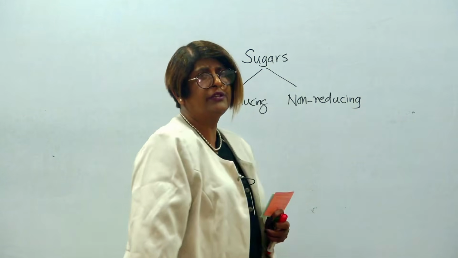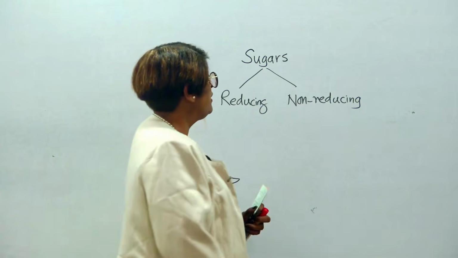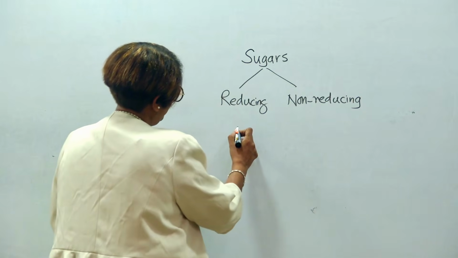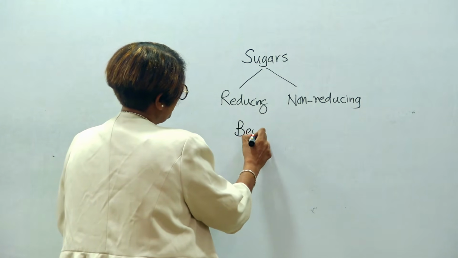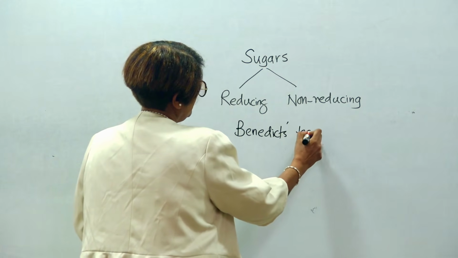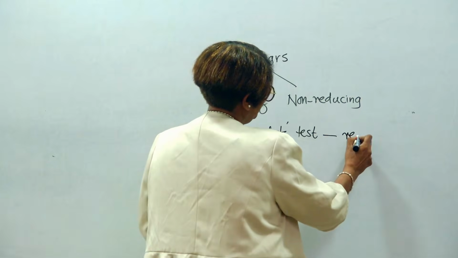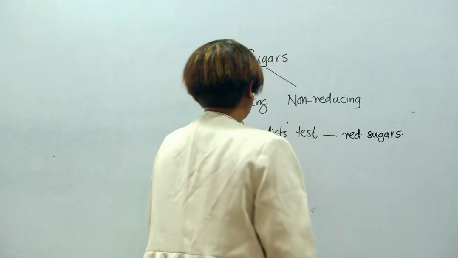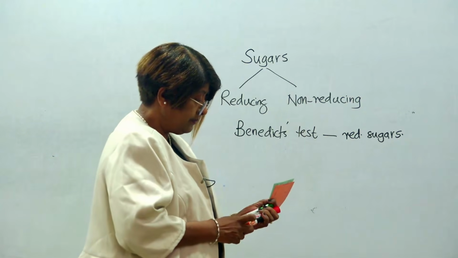Now, how do you detect the sugar's reducing or non-reducing nature? We will understand. I told you that it is laboratory practical based. So, the basis is Benedict's test, that you use to identify reducing sugars. Students, how do you perform the Benedict's test?